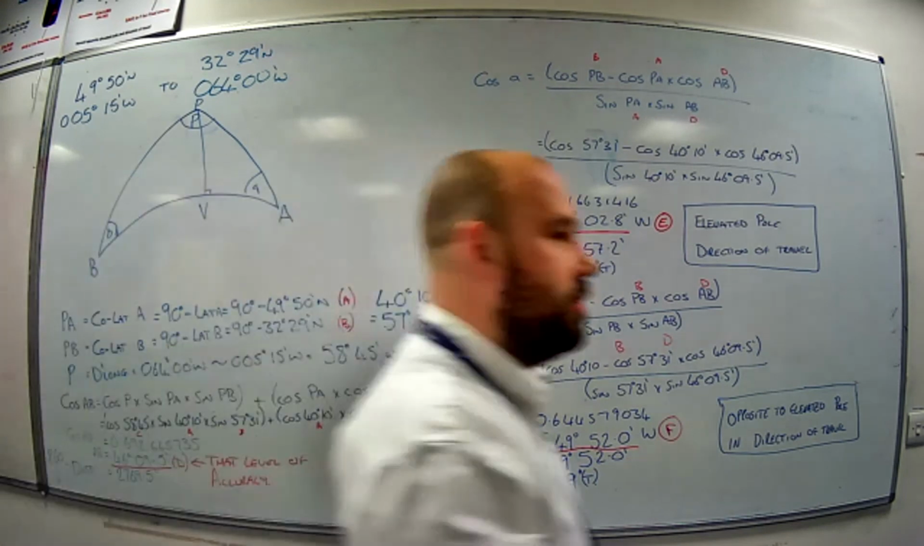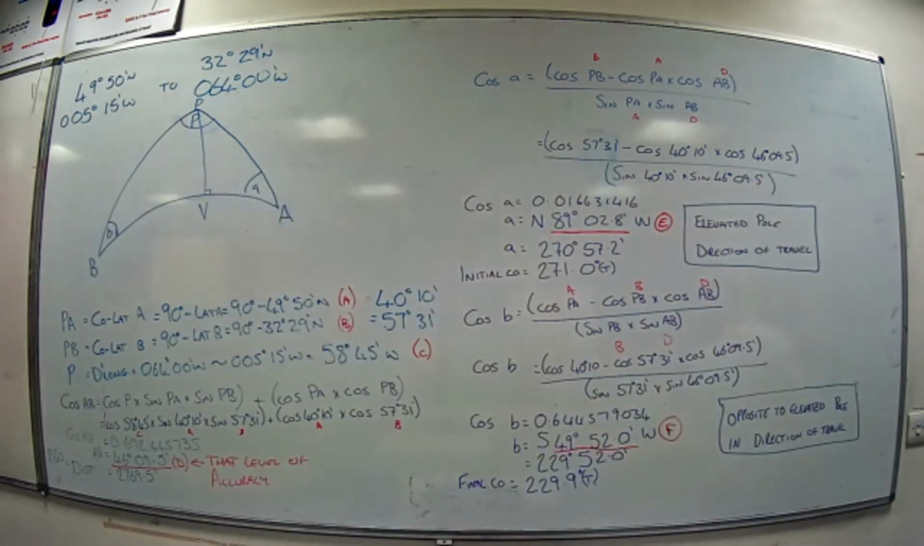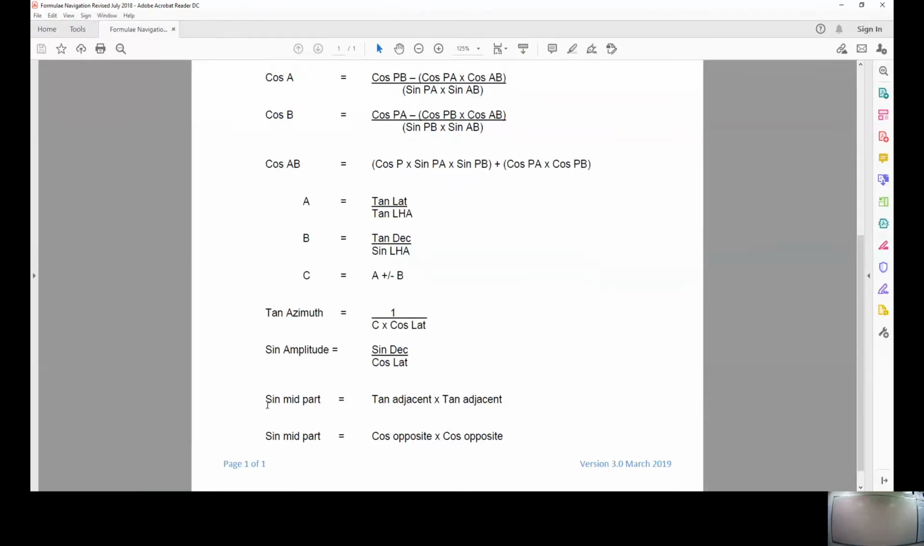Now, in order to do that, we use what we call Napier's rules. Napier's rules are two basic rules that we have on our formula sheet. You can see there at the bottom of the formula sheet, we have sine of the mid part equals cos of the opposite times cos of the opposite, and the one above it, sine of the mid part equals tan of the adjacent times tan of the adjacent. They are the only two formulas for Napier's rules. So what do they mean?